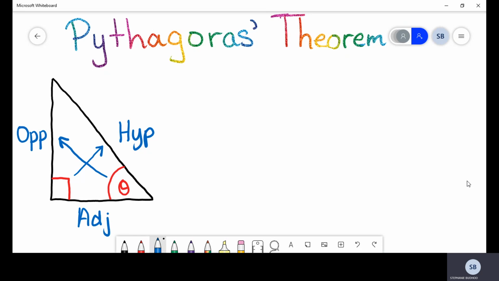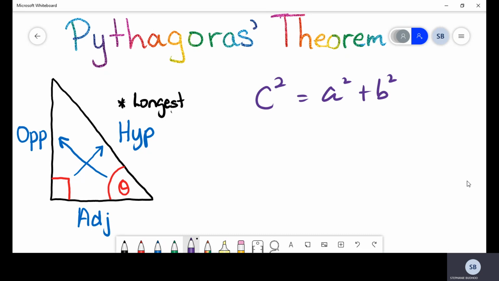Now, a point to note is that in a right angle triangle, the hypotenuse tends to be the longest side. So I'll just write that in there as a bit of extra info. Okay, that's the longest side. All right, and Pythagoras' theorem is just simply a formula which relates these three sides. And a very frequent formula that you will see is c squared is equal to a squared plus b squared.